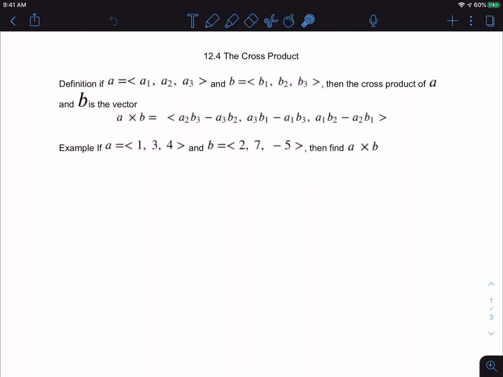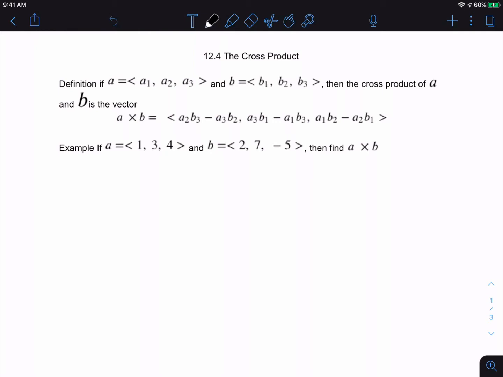I'll do an example just so you guys can see, and I'm going to show you two ways to do it. Okay? The first way, I'm going to use this formula, and the second way I'm going to do it like you guys did in Algebra 2, with a determinant. So let's go ahead and see this.